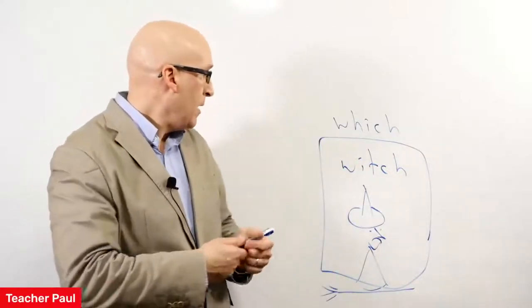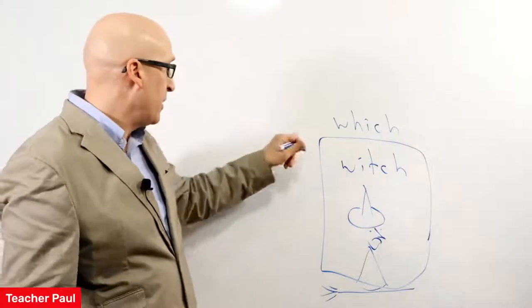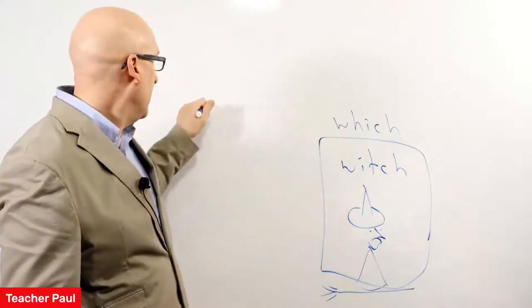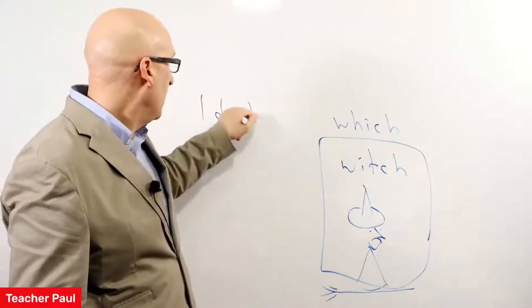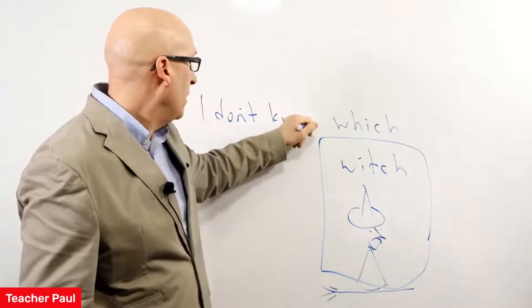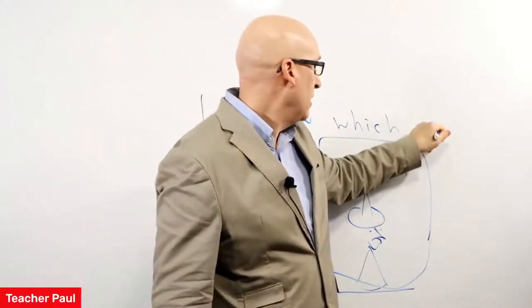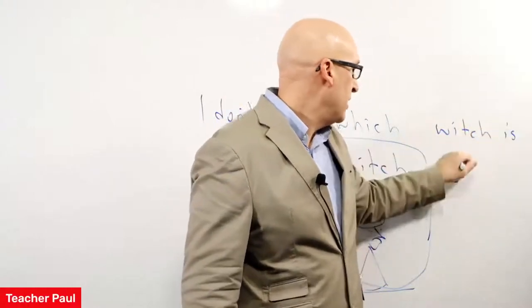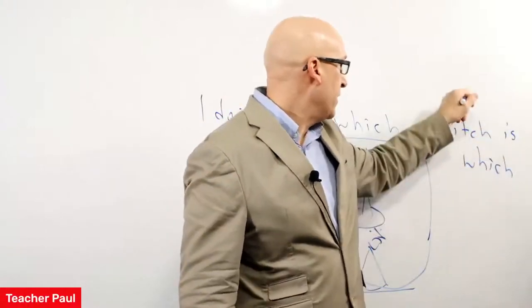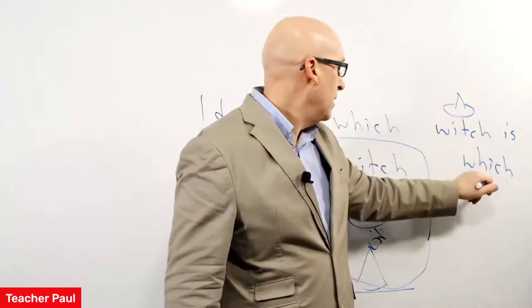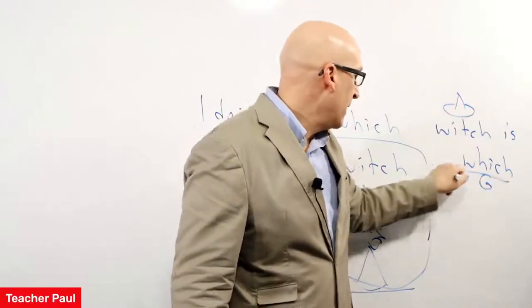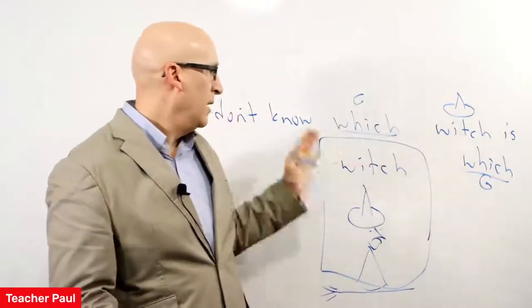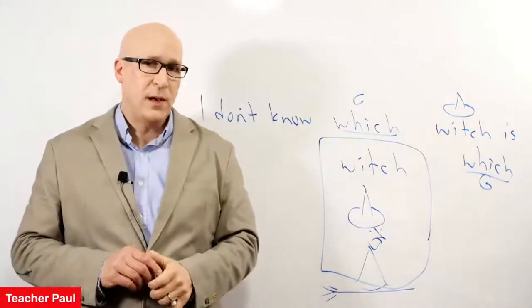And maybe make just a sentence with which, like, I don't know, which is which, and then you can draw the which here, and then maybe put G for grammar. That's a grammar word, G for grammar. Something like that, making it visual helps.